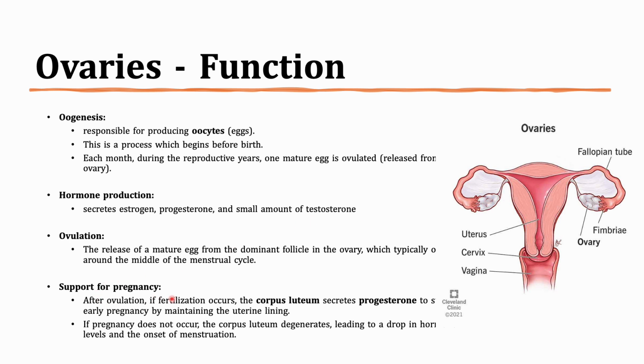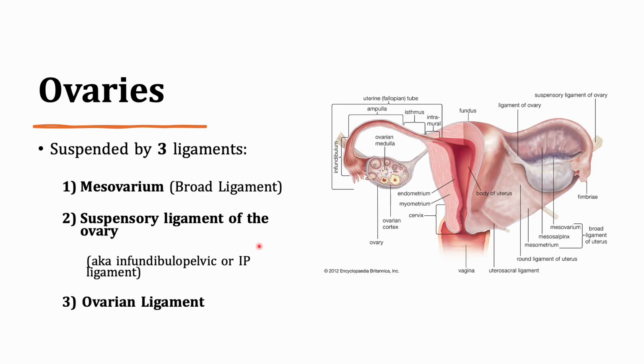And then we have support for pregnancy. If fertilization does occur, the corpus luteum secretes progesterone, and that maintains the uterine lining for pregnancy. If pregnancy doesn't occur, then the corpus luteum degenerates, and that leads to a drop in hormone levels and the onset of menstruation.